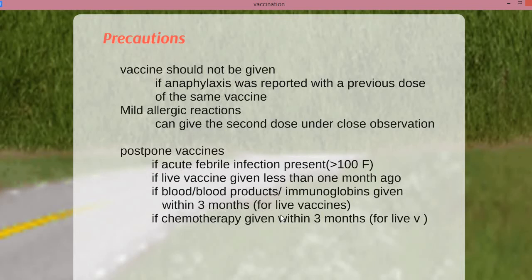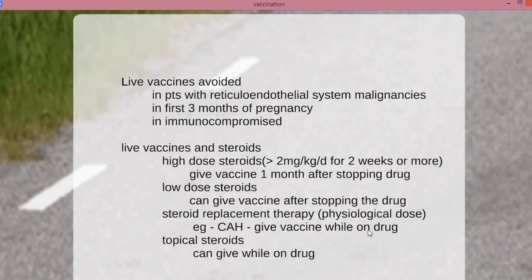If chemotherapy has been given within the last 3 months, then it's better to postpone the live vaccines. The other instances where live vaccines are postponed are sometimes after major cardiac surgery. The cardiothoracic surgeons prefer the live vaccines to be delayed for 3 months. Live vaccines are avoided in patients with reticuloendothelial system malignancies. They are usually avoided in the first 3 months of pregnancy and in children with immunocompromised states, obviously because the live vaccines themselves sometimes can cause vaccine-associated illnesses.